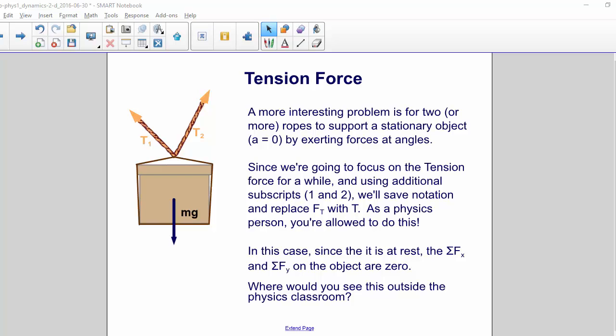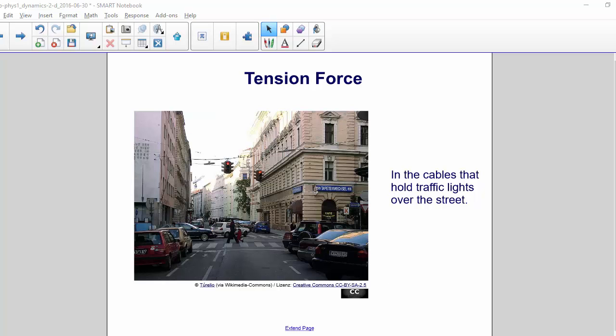Where would you see this outside a physics classroom? In the cables that hold traffic lights over the street. You've probably seen them other places as well.